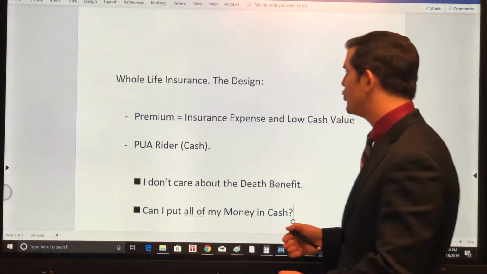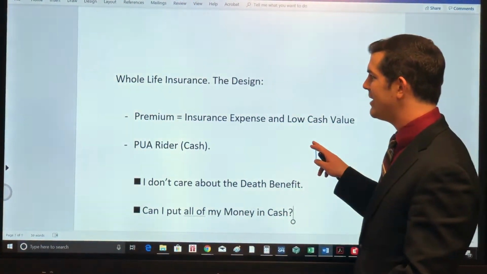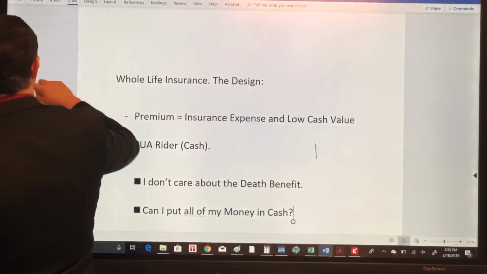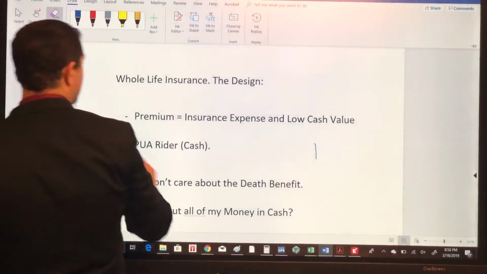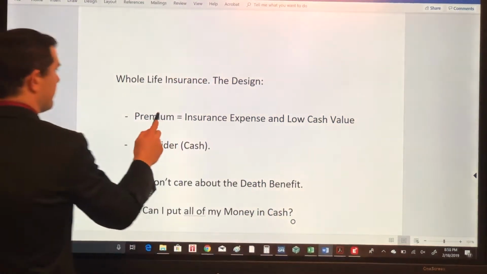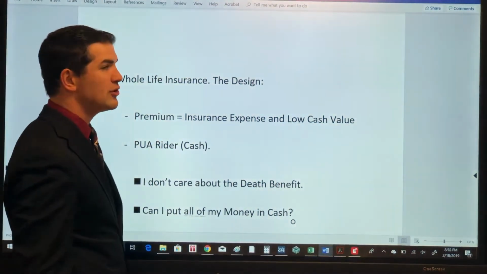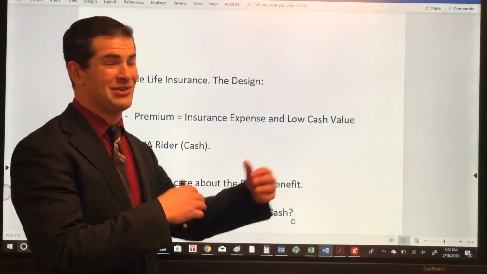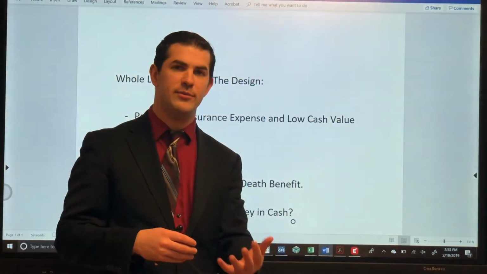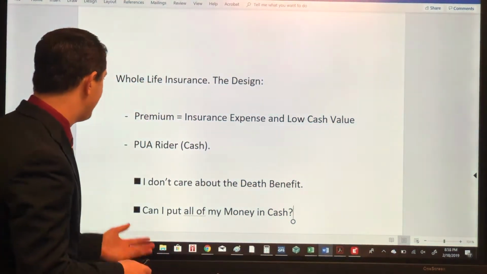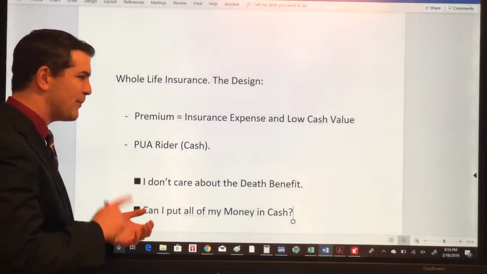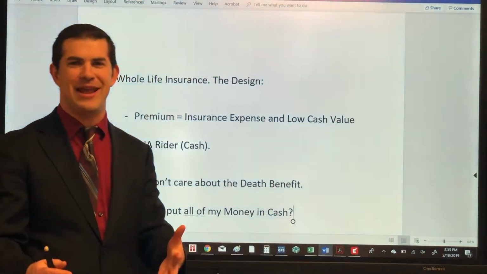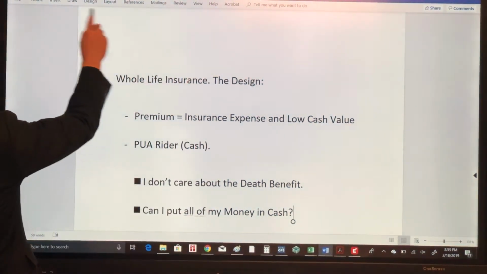So when it comes down to the design, at the end of the day, our money can go towards one of two areas. It can either go towards insurance premium. We'll call that also the insurance expense. This results in a very low initial cash value, buys us a death benefit, and eventually builds cash. And then we have our PUA, which stands for Paid Up Additions Rider. The English translation for this would be cash. We just dump money straight into cash.